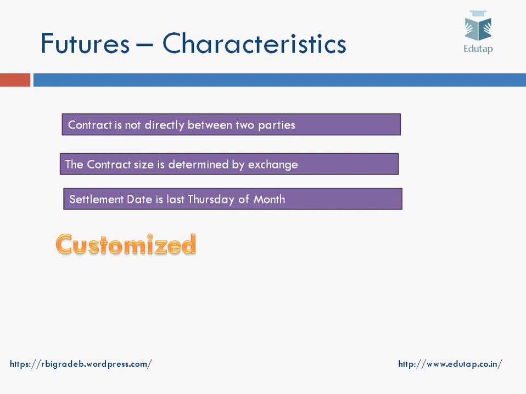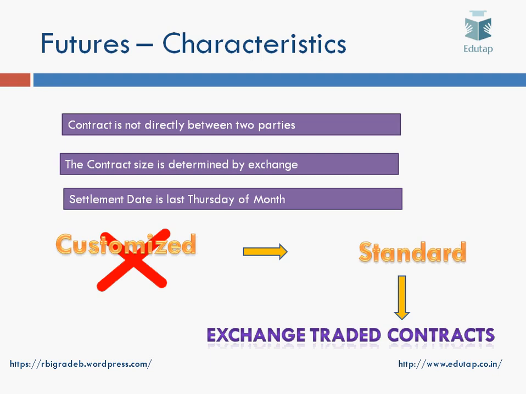So what we see is, are these contracts customized? The answer is no. These are standard contracts. Everything is defined by a standard, that is the contract size, the settlement date, and the parties are not known to each other. These types of contracts are called exchange traded contracts, which means they are traded on an exchange and they are standard contracts.